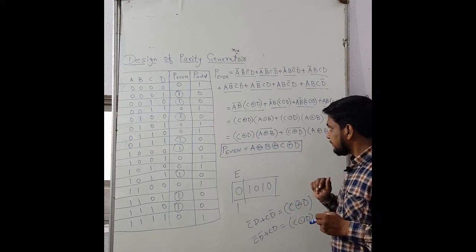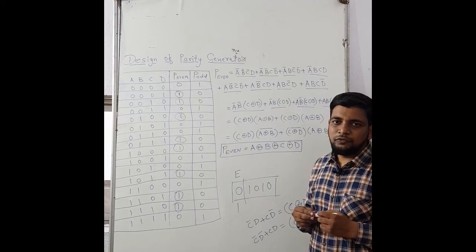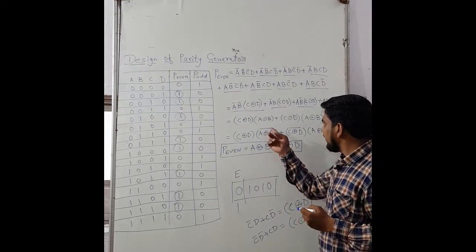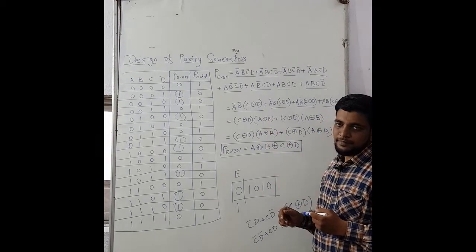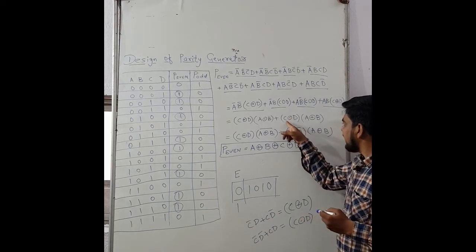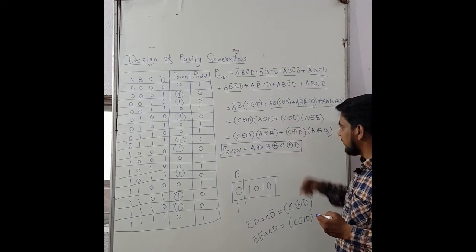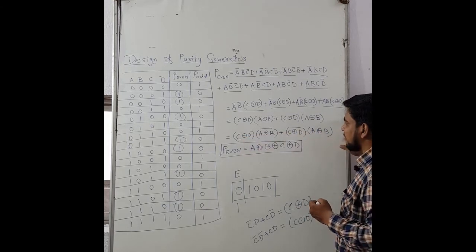Now we know that the outputs of XOR and XNOR are complementary of each other. So we can write XNOR as the complement of XOR. So we can rewrite this expression as a XOR b complement, and in the same way c XNOR with d can be written as c XOR with d complement. So all the expressions come in the form of XOR.